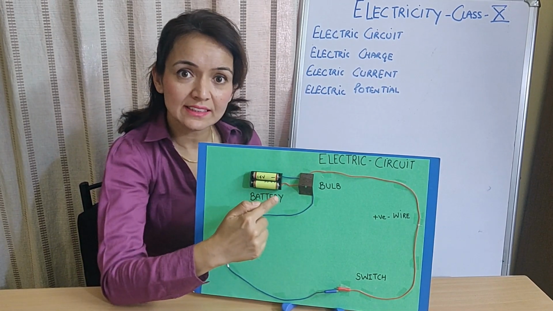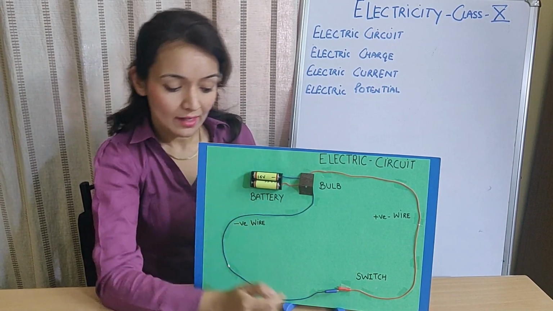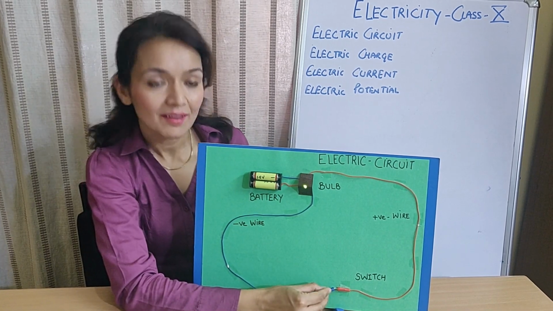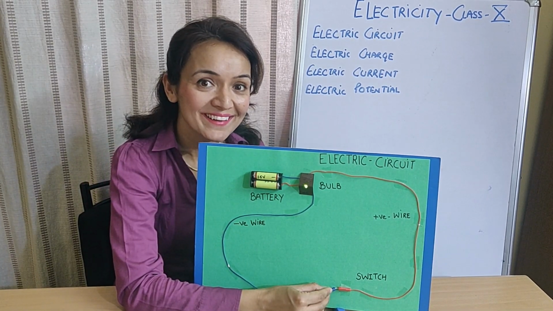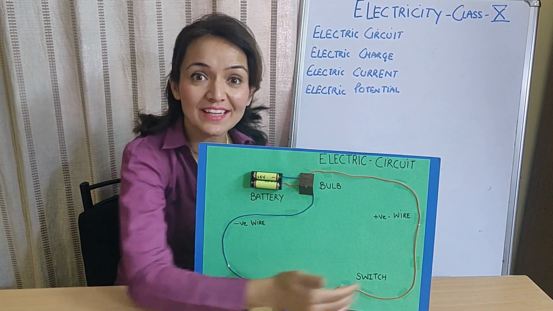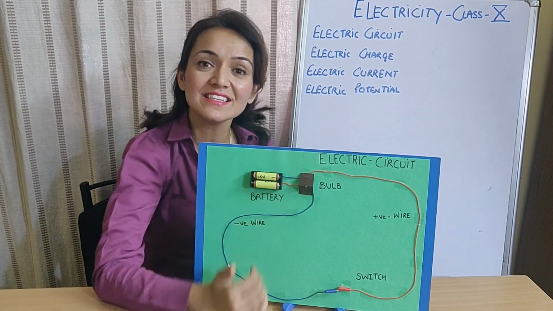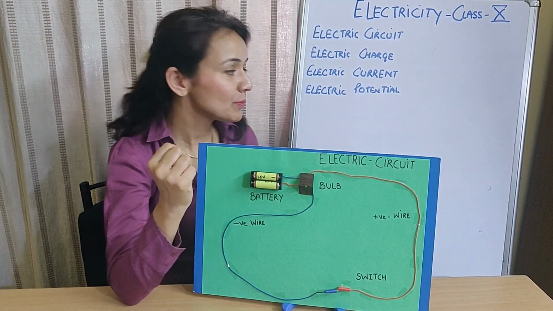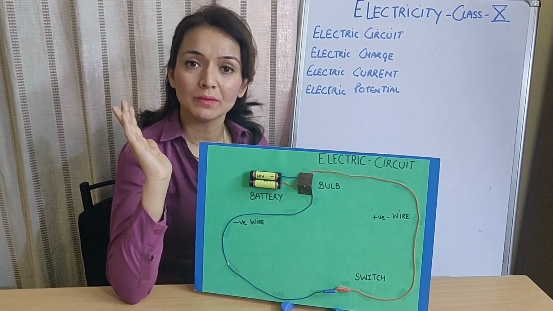I completed the circuit, charge started flowing, and the third step was the bulb started glowing. Why? Because the bulb got a current. When the charge flows, current is produced. So the third step is, I have got current with me.